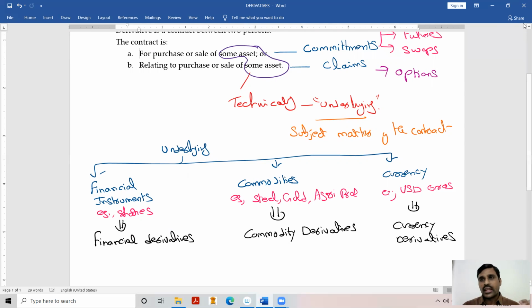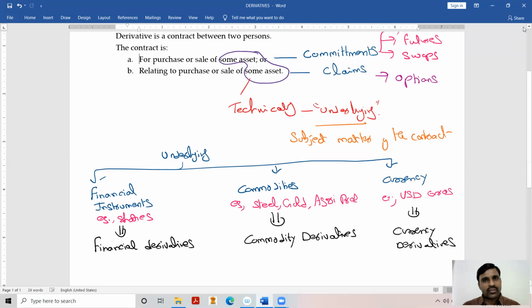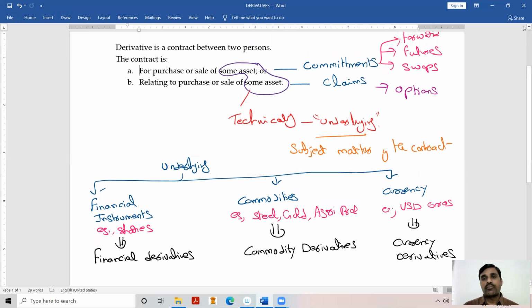You can have any kind of underlying: interest rates, weather. You can take the underlying as the weather, the climate, and all those things. So you can take any underlying. These are the popular underlyings: financial instruments, commodities, and currencies. Now we'll discuss the difference between commitments and claims.